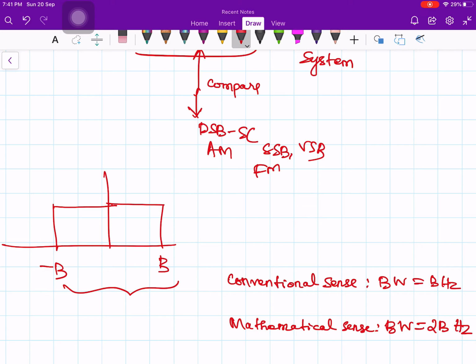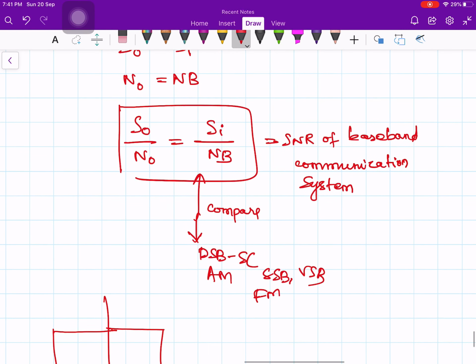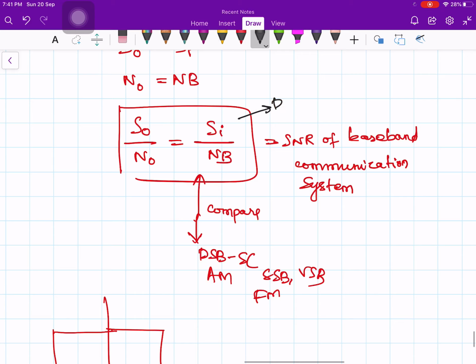So remember that. Therefore this is the benchmark of my communication system, to compare with other communication systems. In any system, we cannot have an SNR better than this. No matter what you do, you cannot have a system which performs better than your baseband communication system.